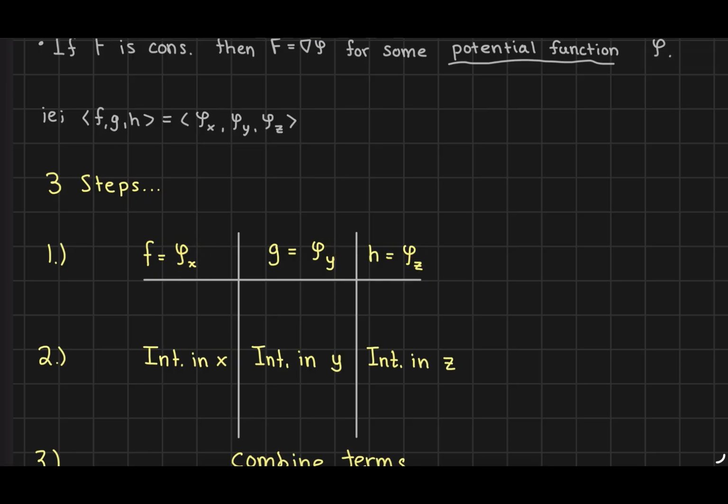And then step 2 here, well, we're going to be integrating this phi sub x, phi sub y, and phi sub z with their own respective components. So since this is the x component of our vectors, we're going to be integrating in x. Similarly, since this is our y component of our vectors, we're going to be integrating in y. And our z component, we are going to be integrating in z.